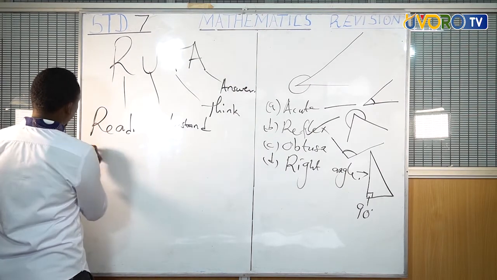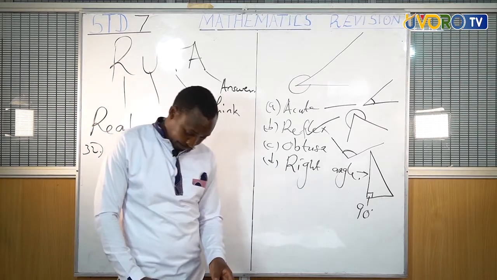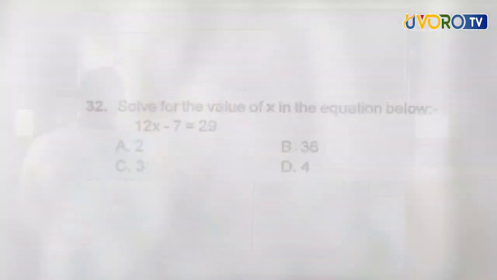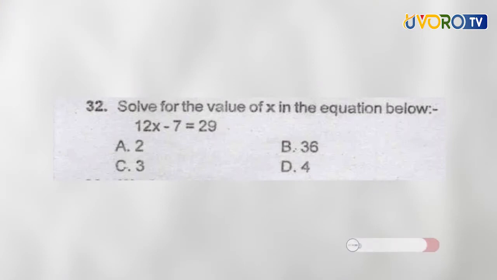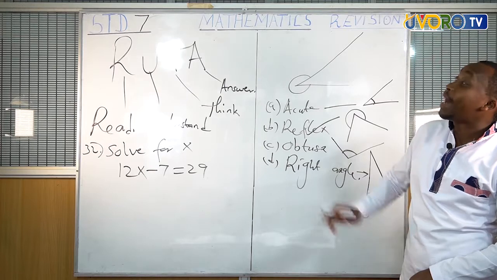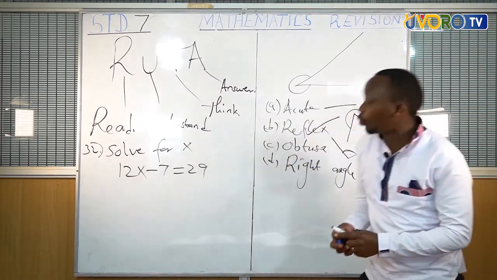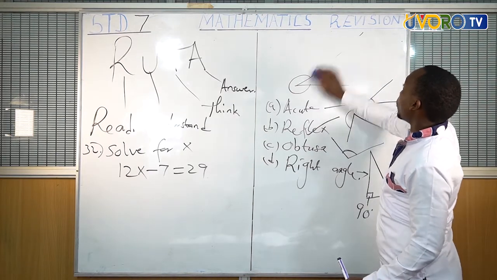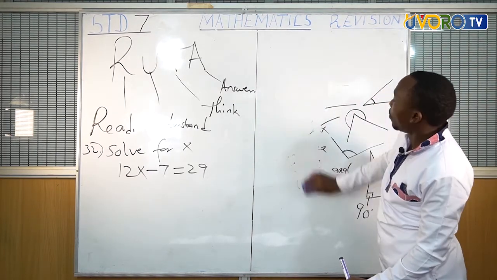We are told, solve for x. And these people have just given us the sum. That is 12x minus 7 equals 29. Class 7, as you are joining class 8 to be candidates, I don't expect any one of you to fail this sum. In class 6, you were told how to do this sum, but we are supposed to be guided by our formula, RUTA. So, let's all of us read the question once more for R.